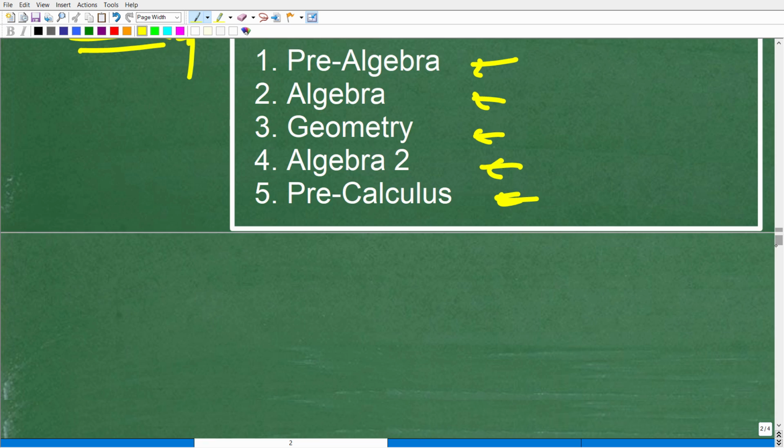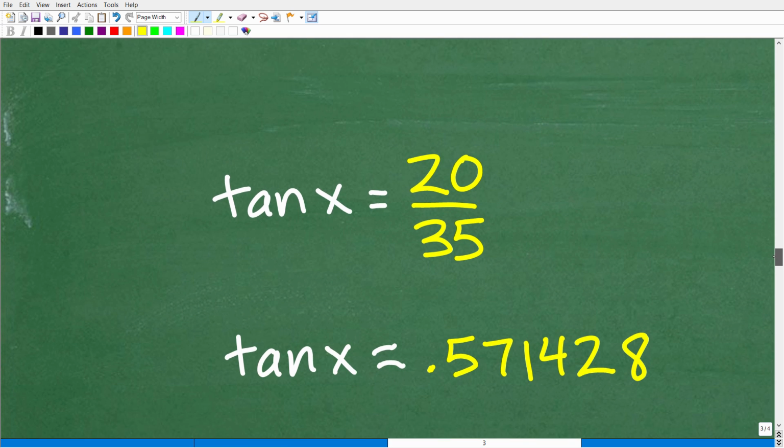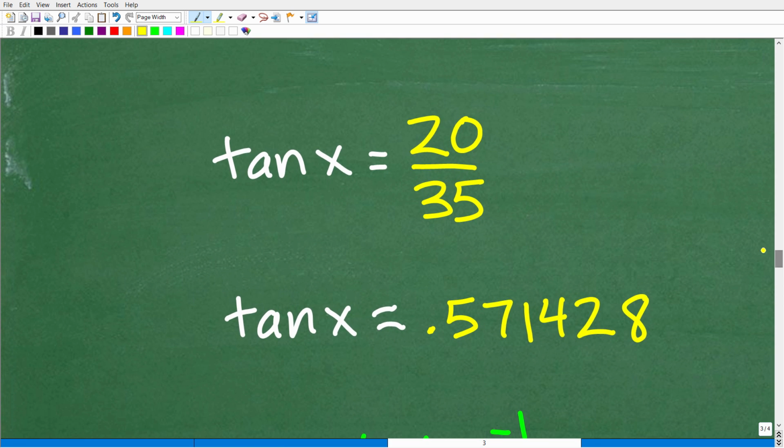Okay, so let's go ahead and take the next step and figure out how to solve for x. All right, so tangent of x, now x is some angle. I want you to think about this. The tangent of some angle is equal to 20 over 35. Now let's take 20 divided by 35 in our calculator, and you're going to get 0.571428. Now this decimal goes on and on and on. I'm just going to round it off right here. So the tangent of some angle x is this.